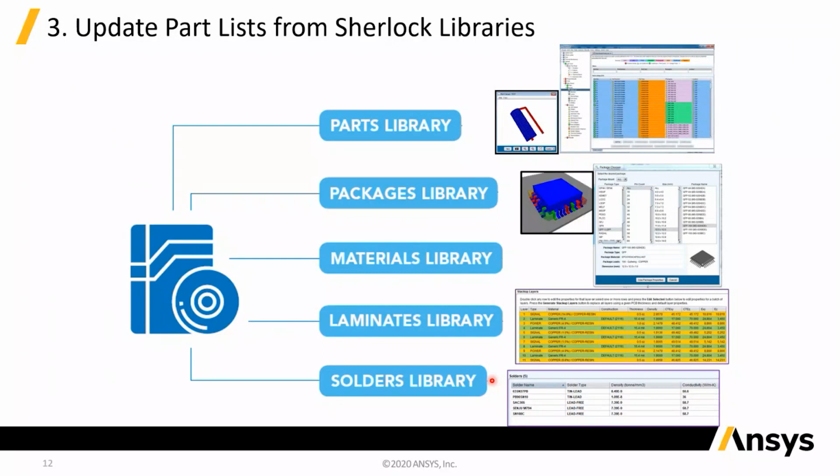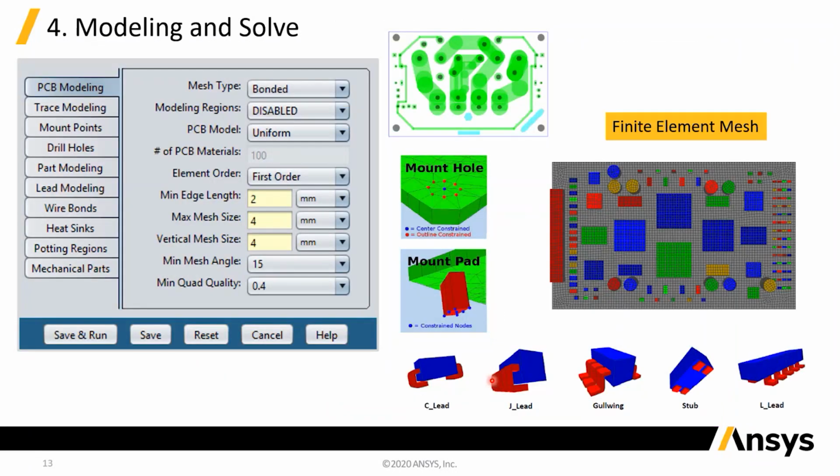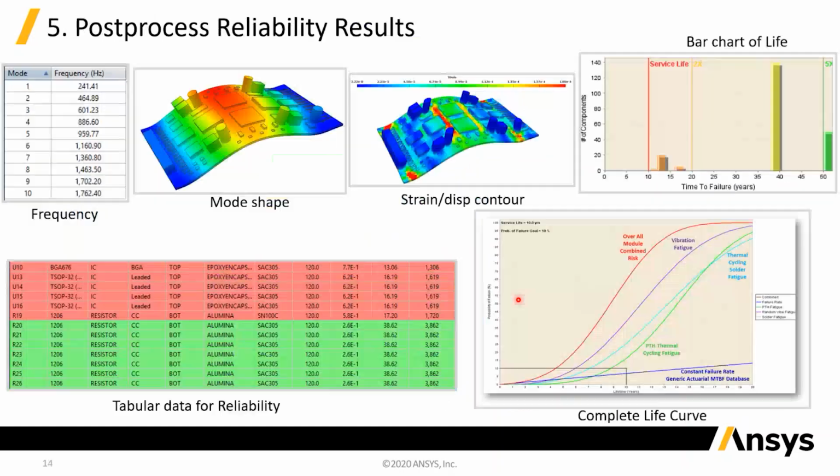So that is the unique point in Sherlock for using the tool. Now, once you convert it to a mechanical CAD model, then the remaining things are that you have to model it, generate the finite element mesh, and solve it to get the results. And the results could be seen in different ways.